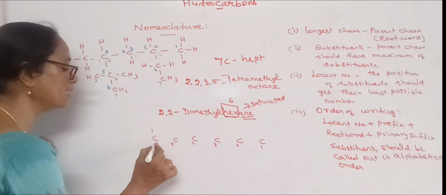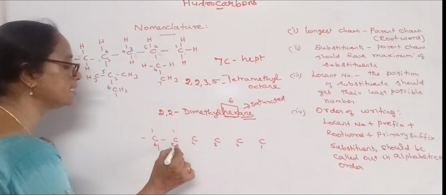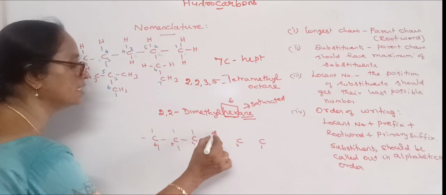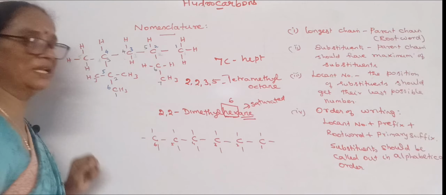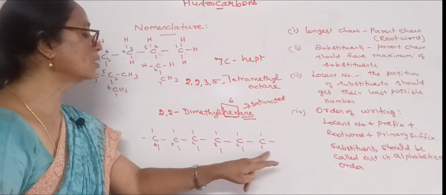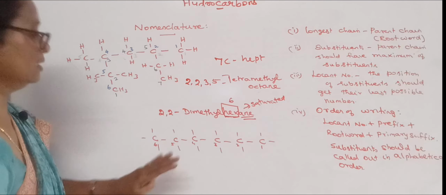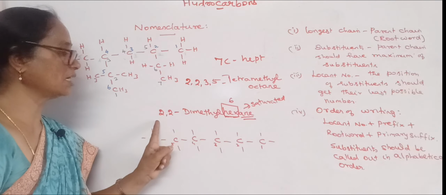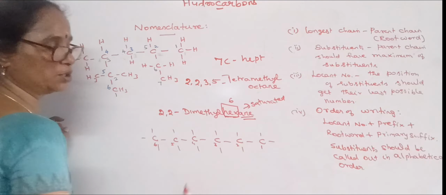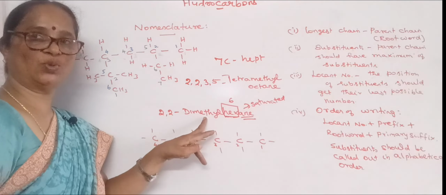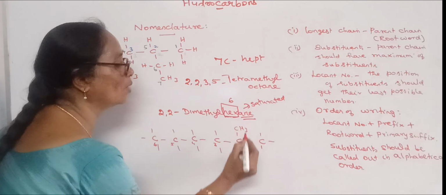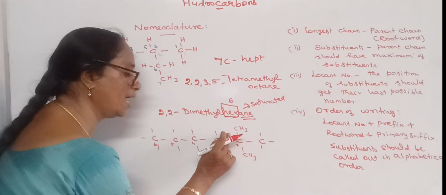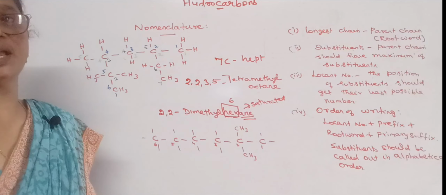So let us satisfy the valency of each carbon atom. What is the valency of carbon? 4. So all the carbon atoms should be surrounded by 4 single bonds. Then identify the position of 2. This is the second position. What is the substituent present? Methyl. So the second carbon has one methyl group and the same carbon has another methyl group.